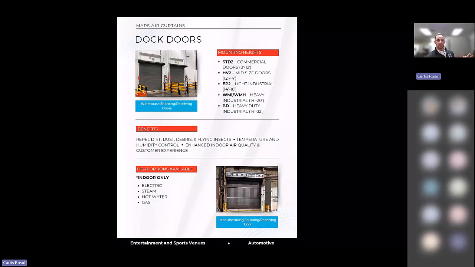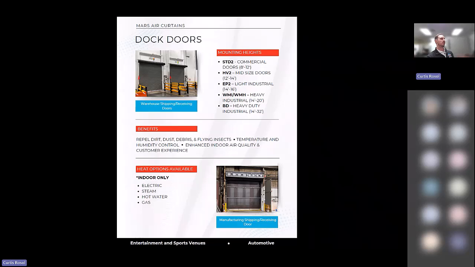Last kind of category of units we can provide is our dock doors, which probably has the largest range of models. So, if you're dealing with something as small as a 10-foot roll-up door, something that our standard series could help you with, all the way up to 30+ foot openings where we have our BD units, our belt-driven units, for those really large applications.